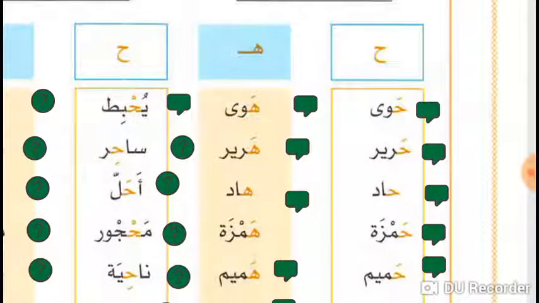Now we have some more words. So هوى أهوى. Try to produce a different voice for ها and ها.